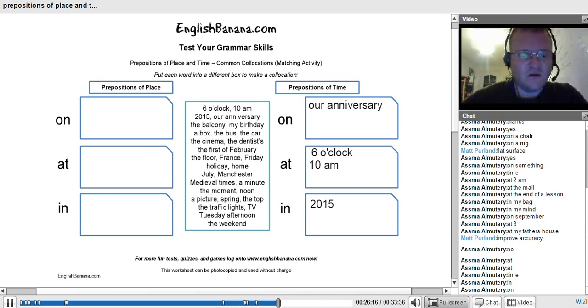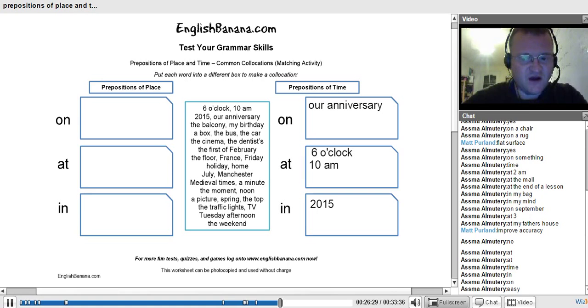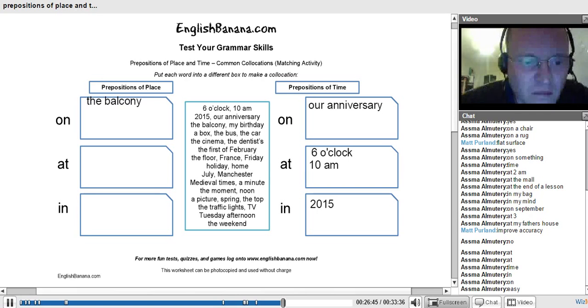The next one, it looks like a place this time. This is the place, the balcony. So, balcony, it's a kind of platform. And we always use on for platforms. Good.